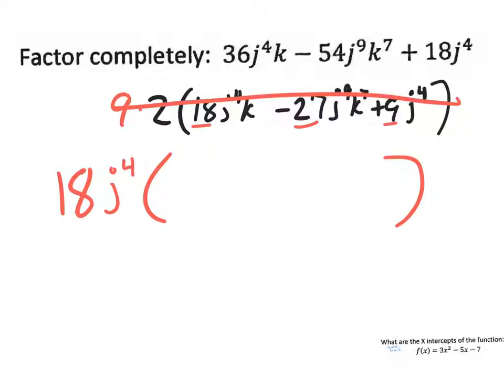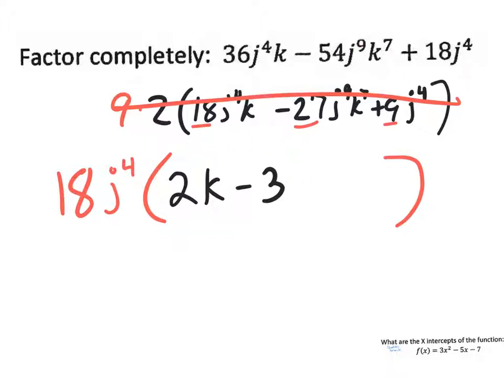So when I think 18j to the 4th times what will give me a 36j to the 4th k? Well, 18 times 2 will give me 36. The j to the 4th times 1 is j to the 4th, but I also need a k, so I need to put a k down here. So 2k is my first term. Then I go 18j to the 4th times what will give me this middle term. Starting with the 18 times what is negative 54, that would be 3. So minus 3.